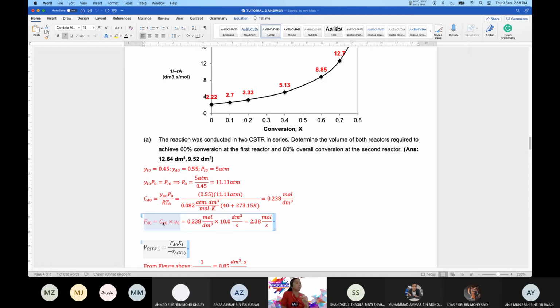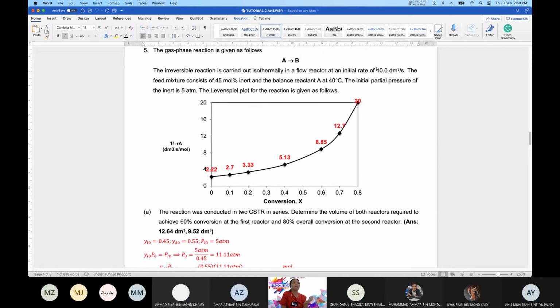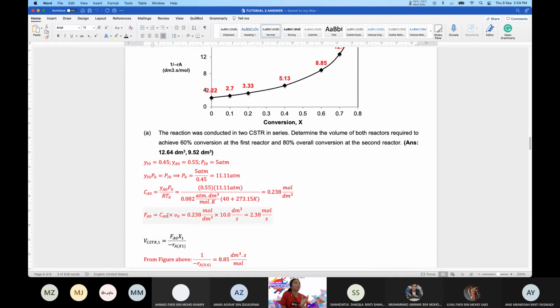Okay, second equation ni pula V0 dah tahu 10 dm cube per second. From question dah bagi 10 dm cube per second. Done. Okay, dah tahu. Then CA0 pula. Okay, CA0 initial concentration. Dalam soalan ni tak beri pula concentration, right? Sebab kalau dia nak bagi, dia mesti dalam bentuk mole per volume.